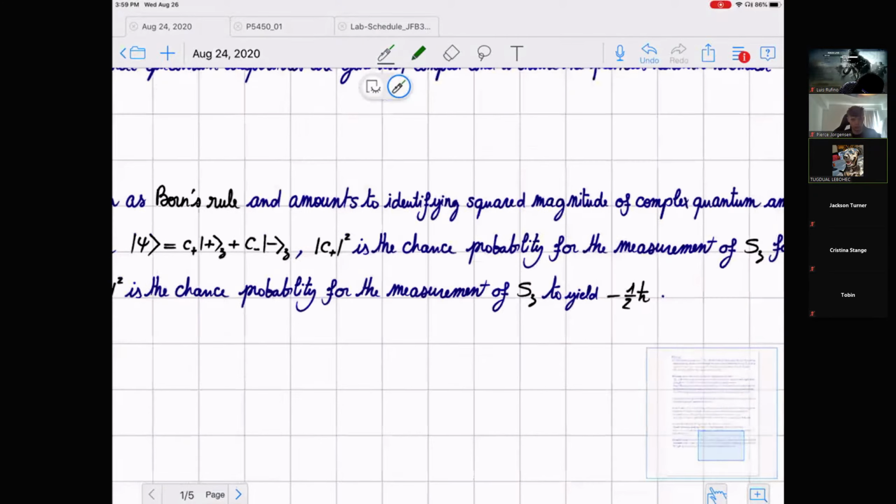And if you postulate that the probability for observing plus sub z is the magnitude squared of the coefficient in front of plus sub z, and the same thing, of course, for the coefficient in front of minus sub z, then the magnitude squares of these coefficients will be the probability for you to observe the particle in either that state or that state.